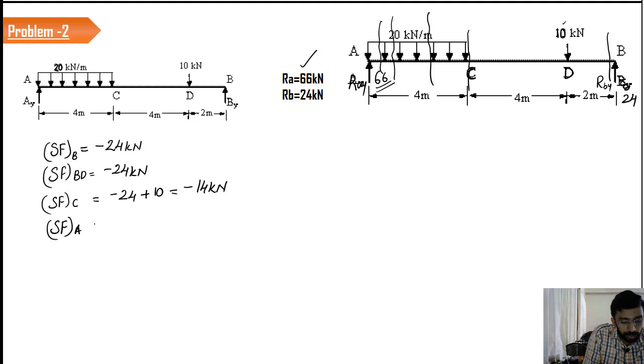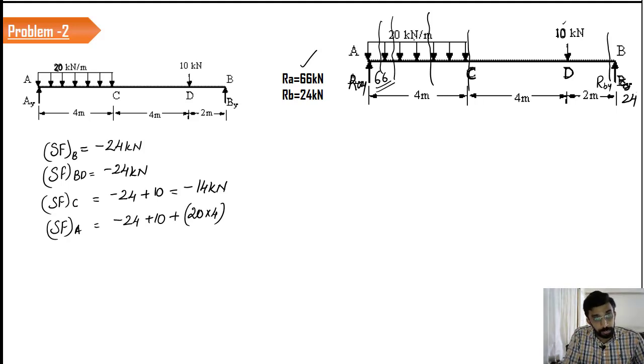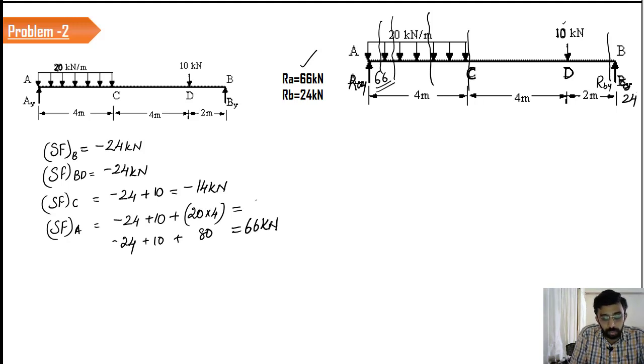Shear force at A is equal to minus 24, plus 10, plus this 20 into 4, because 20 is the load acting per meter. So the total span is 4 meters, and the value is going to be 20 into 4. So the answer is going to be what? 20 into 4 is equal to how much? 80 plus 10 minus 24. So totally 90 minus 24, the answer is equal to 66 kilonewton. We have obtained that. Now let us plot this.